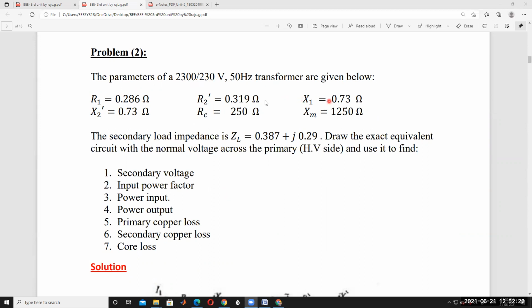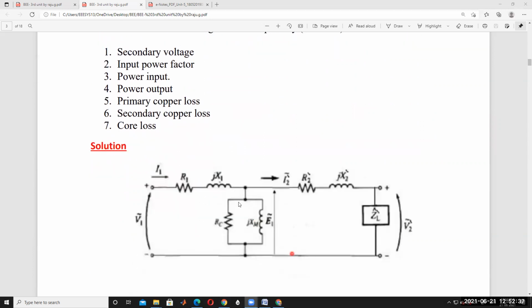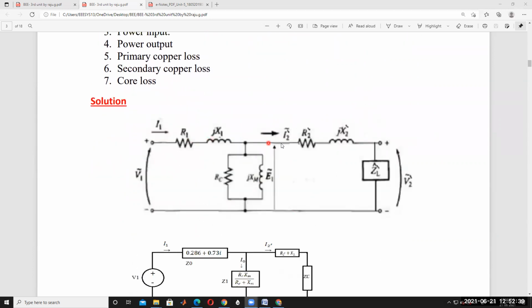X1 is the already converted parameter, the primary side leakage reactance, and X2 dash likewise. RC is the core loss component and XM is the magnetizing component. These are the equivalent parameters R1, X1, R2 dash, X2 dash. You know well this is the equivalent circuit diagram of the transformer.